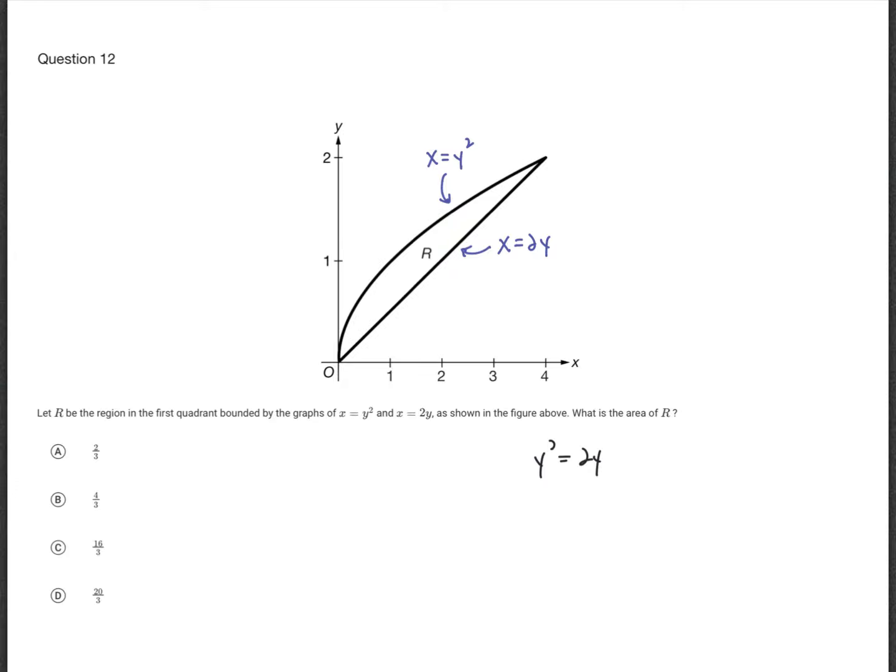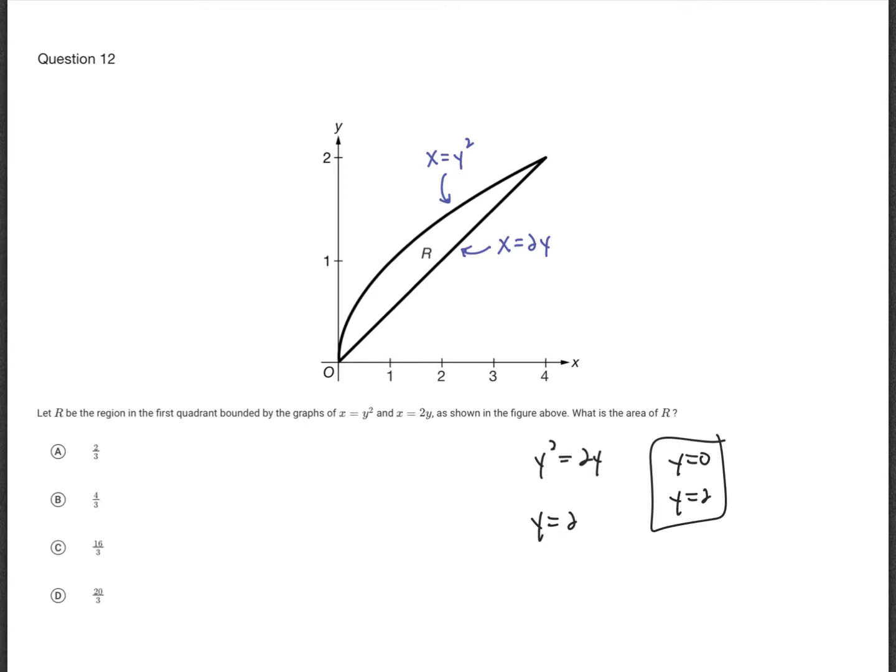Okay, here we can technically divide by y, but then we'll have a solution y equals 0. We'll have to put that off to the side. And then divide by y, you get y equals 2. Okay, so we can see those are the two y values where they intersect. They intersect when y equals 0 and when y equals 2.